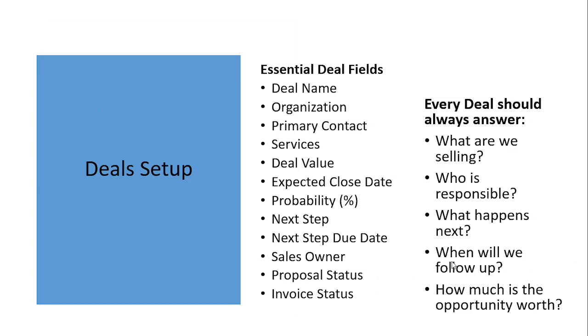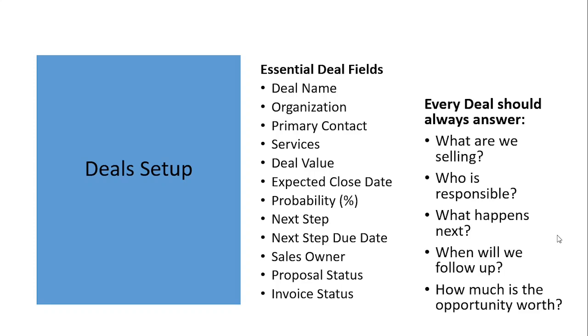Once a lead becomes a serious opportunity, it should be converted into a deal. A deal represents an active sales opportunity that your team is working to close. Each deal should contain all the information your team needs. This includes the company, primary contact, services being offered, estimated value, and expected closing date.